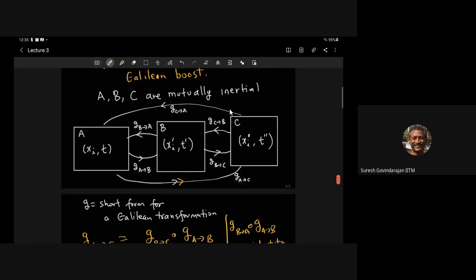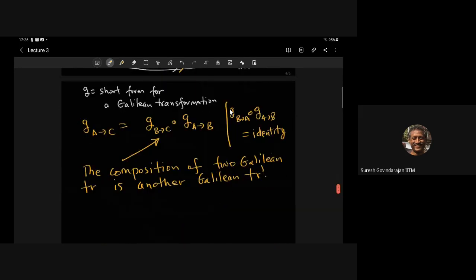We are just saying A and B are mutually inertial, B and C are mutually inertial, so A and C must be mutually inertial. That's what it's saying. And the only assumption is that if any two things are mutually inertial, they should be related by a Galilean transformation. So this is a very important thing. So we'll call this closure. So you compose them any number of times.